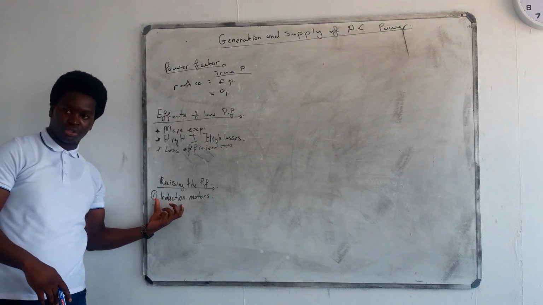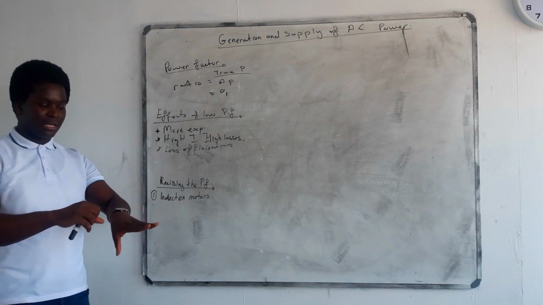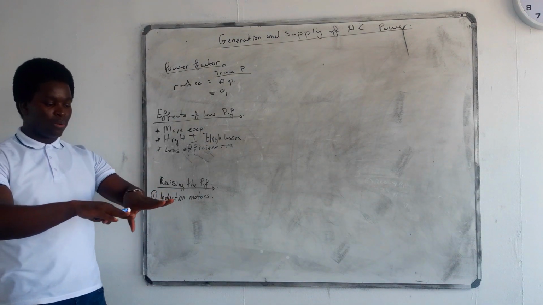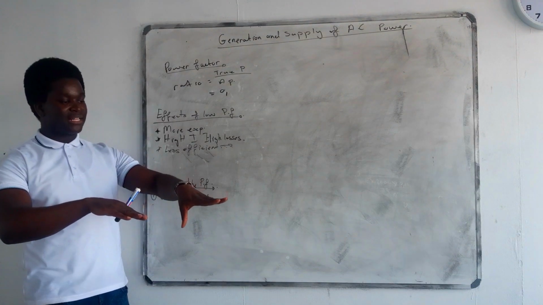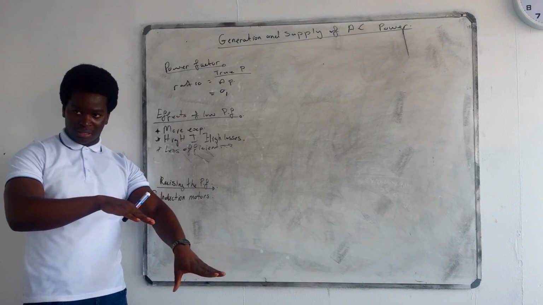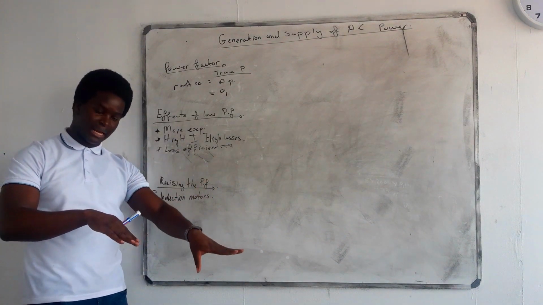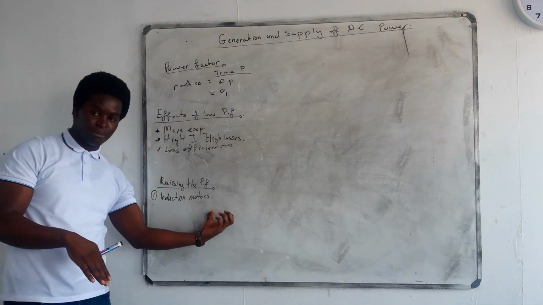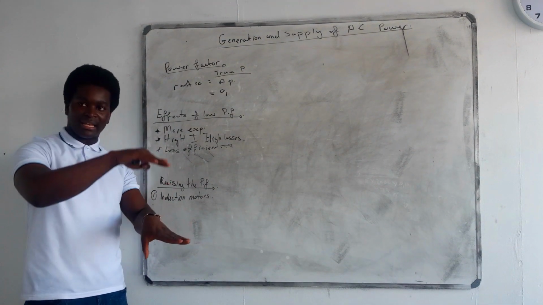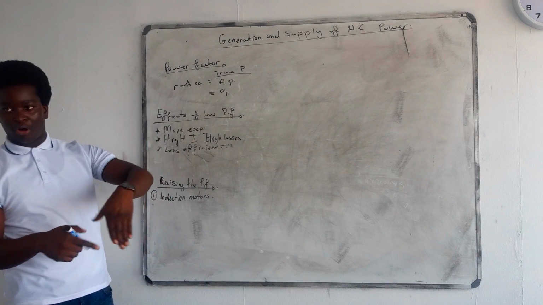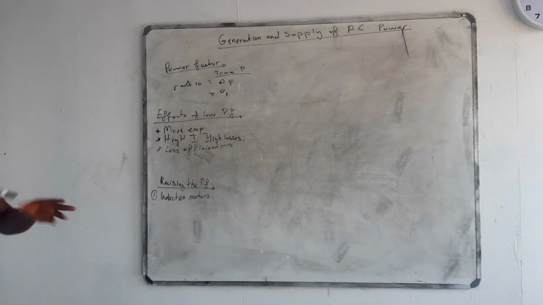Using induction motors, right? Now with a low power factor, remember we've got current, we've got an inductor which makes the current lag. Are we together? Yeah, an inductor makes the current lag. So by using induction motors, you can reduce the lagging, therefore fixing or correcting the power factor.